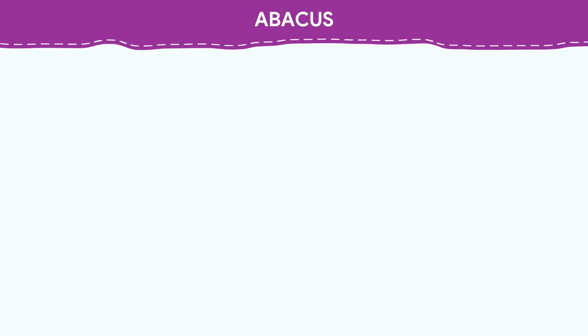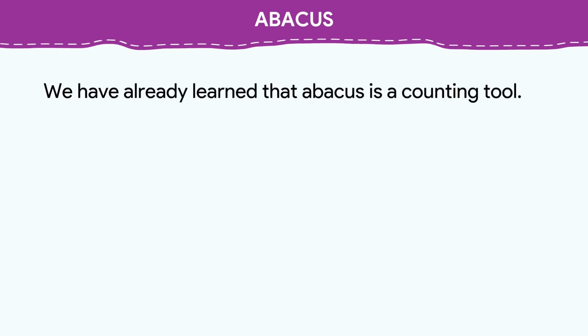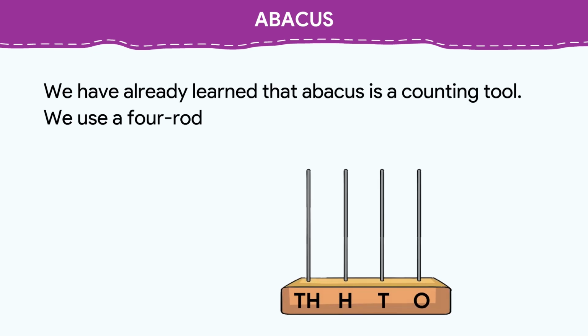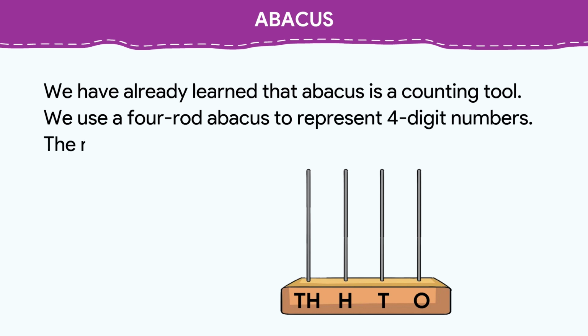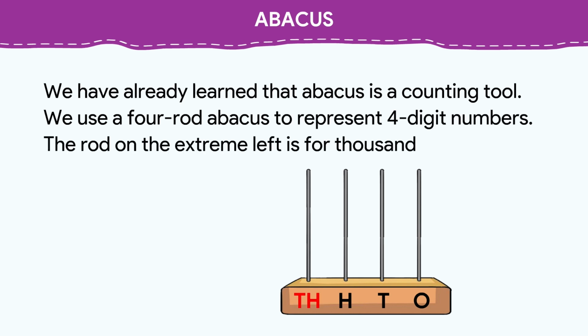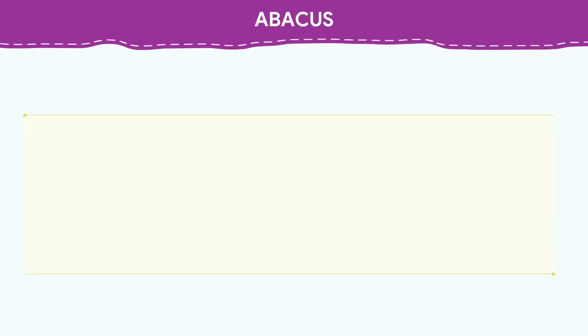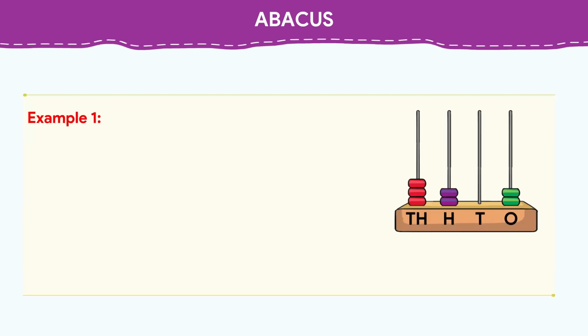Abacus. We have already learned that abacus is a counting tool. We use a 4-rod abacus to represent 4-digit numbers. The rod on the extreme left is for thousands, then hundreds, tens and ones. Example 1. Read the number represented on the abacus.